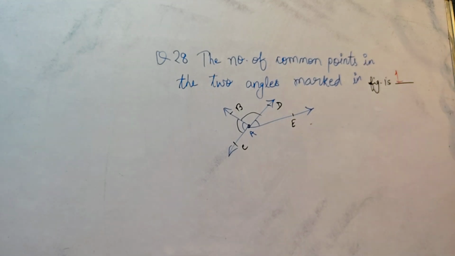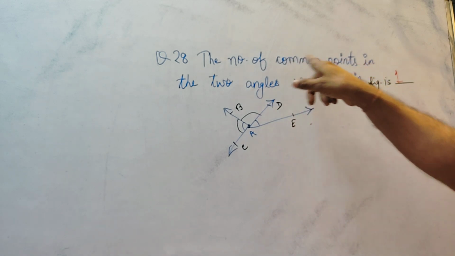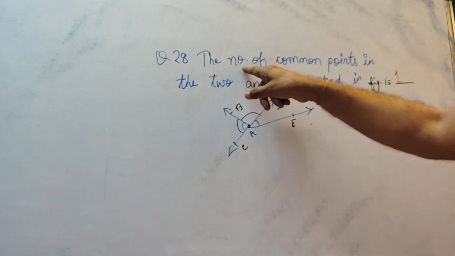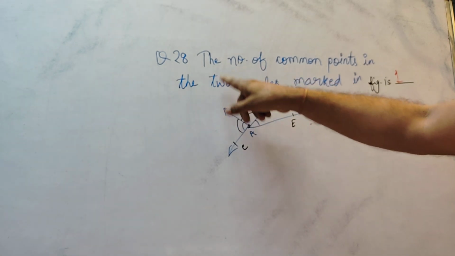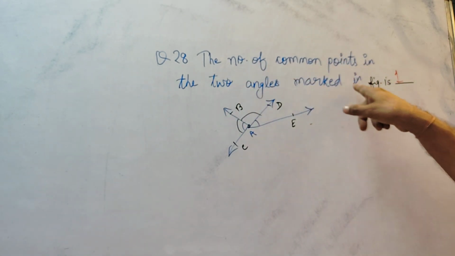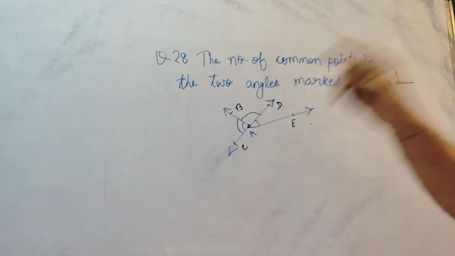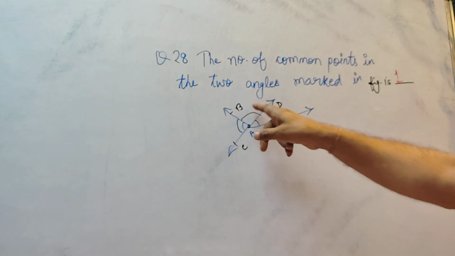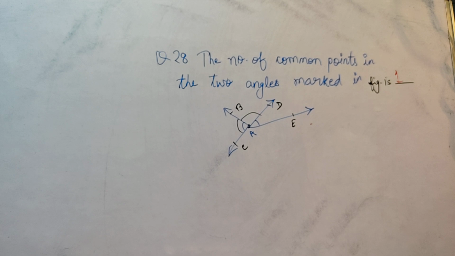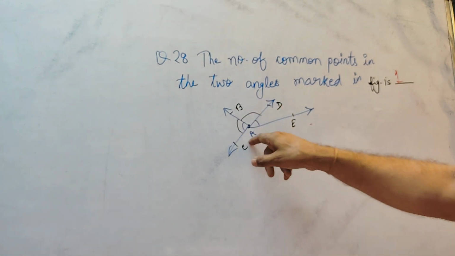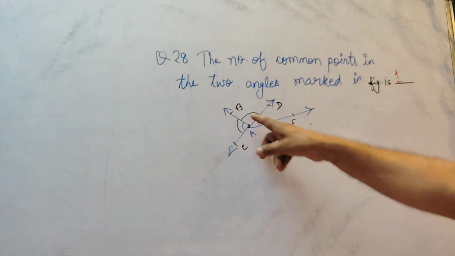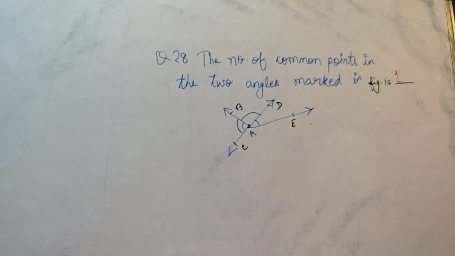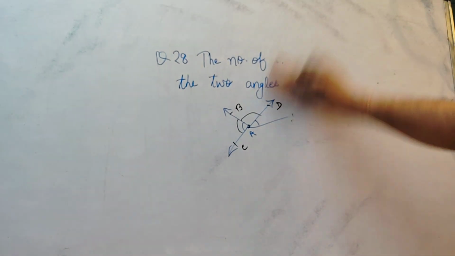The point name is A. The number of common points in the two angles marked in the figure. So here is A. That is the common point for all angles. There are how many angles? 1, 2, 3, 4. These are the adjacent angles. 1, 2, 2, 3. These are adjacent angles. So common point is asked, so it is 1. Correct?